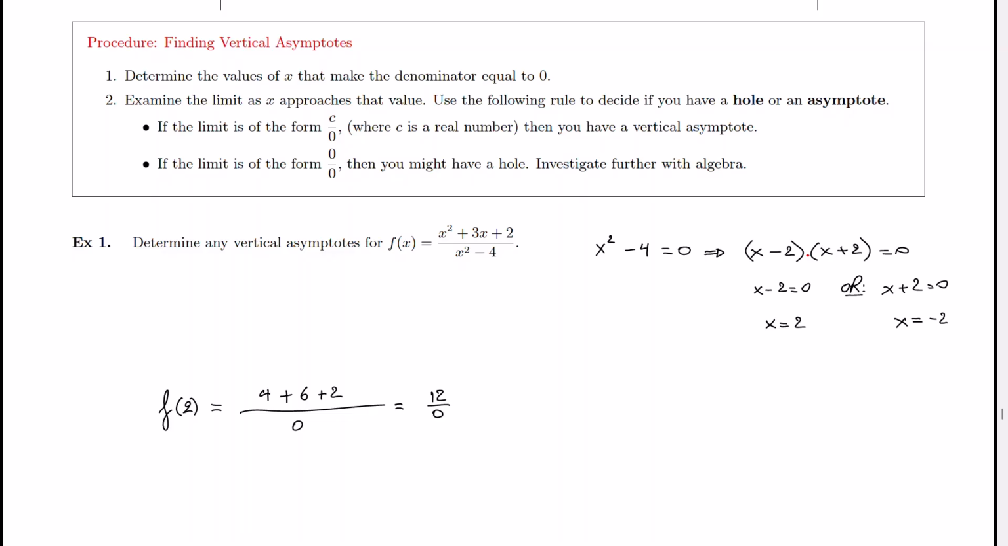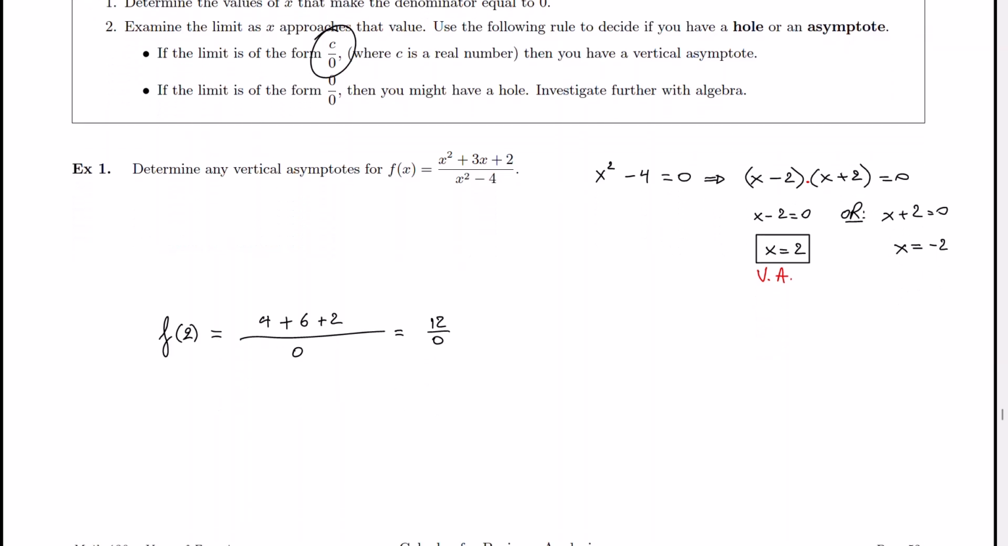So it has the form of a constant that is not equal to 0 divided by 0. That means I'm dealing with the form c over 0, which means that x equal to 2 has a vertical asymptote. Instead of writing the full word, I'm just going to write VA for vertical asymptote.